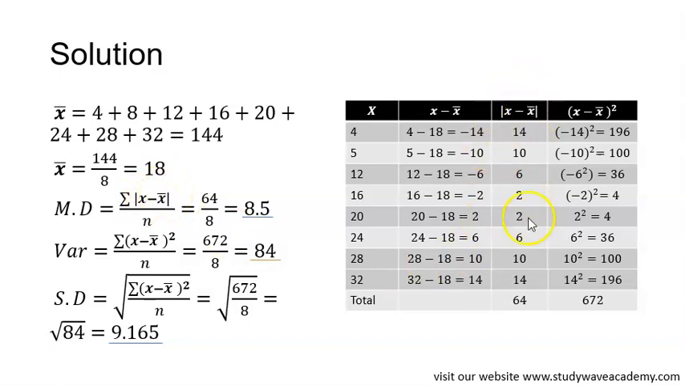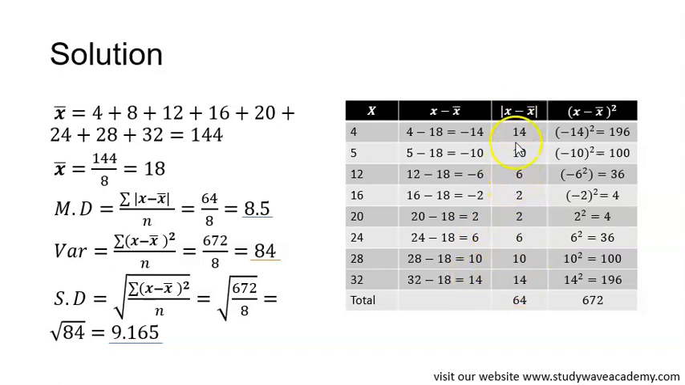So you draw another column and put the absolute value of x minus x bar, okay? So every value we got from here that has a negative sign in front of it changes to positive. So minus 14 changes to 14. You don't need to put the plus sign in front to show that it's now positive. Minus 10 changes to 10, minus 6 changes to 6, minus 2 changes to 2, 2 is still 2, 6 is still 6, 10 is still 10, 14 is still 14.